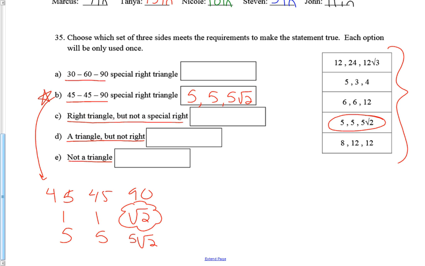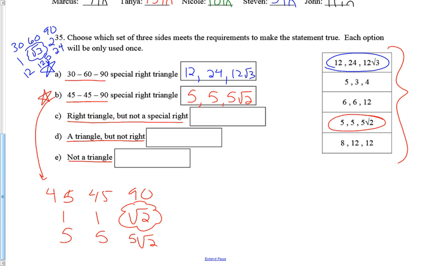The next one I'd probably look at is the 30-60-90. So for the 30-60-90, we know the ratio is 1, square root 3, 2. So I would be looking for something with a square root of 3. When I come over, there's only 1. So does it fit the ratio 12, 12 square root 3, and 24? If you were to cross multiply any of those fractions, they would come out to be true proportions. So this is the 30, 60, 90 triangle.